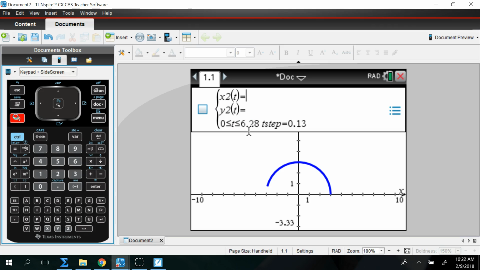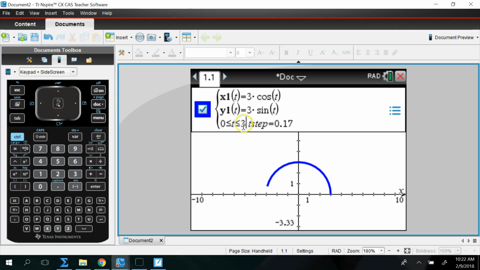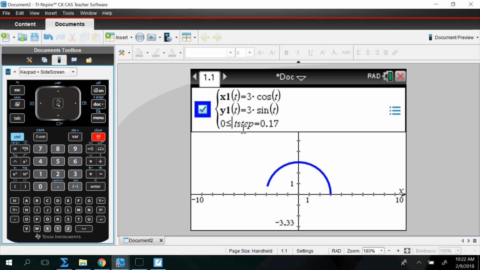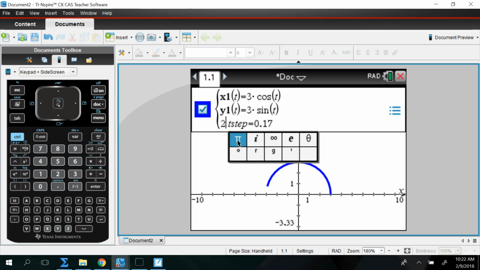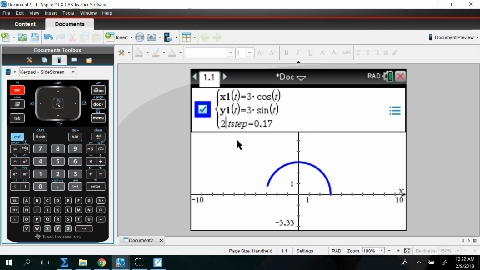So I want to go tab here, go back here. I want this to go back to 2 pi. Whoa, whoa, whoa. I go back here to the calculator. Tab. Up.